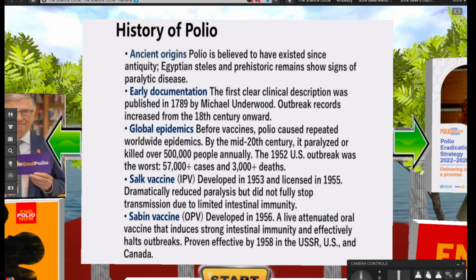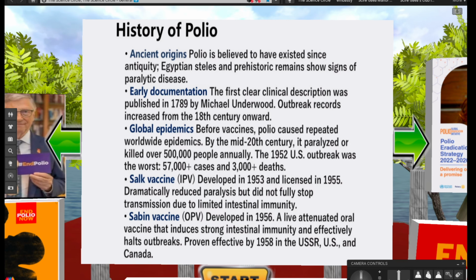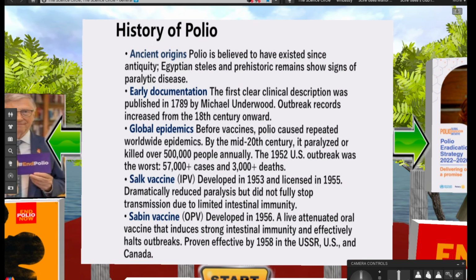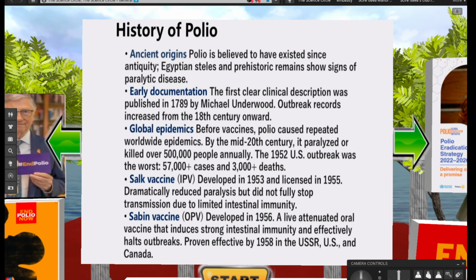The first major breakthrough came in the early 1950s. In 1953, Dr. Jonas Salk developed the inactivated poliovirus vaccine, IPV, which was licensed in 1955. Following its introduction, the number of cases in the United States dropped dramatically, from 58,000 in 1952 to just 5,600 in 1957, and 161 by 1961.